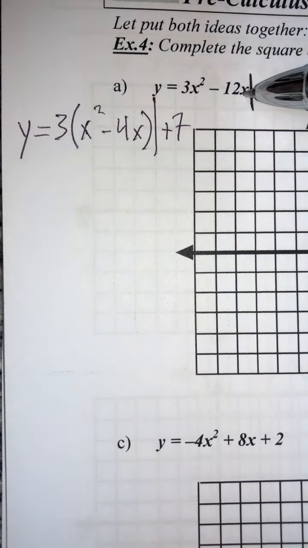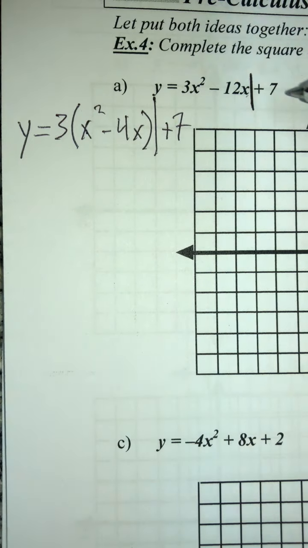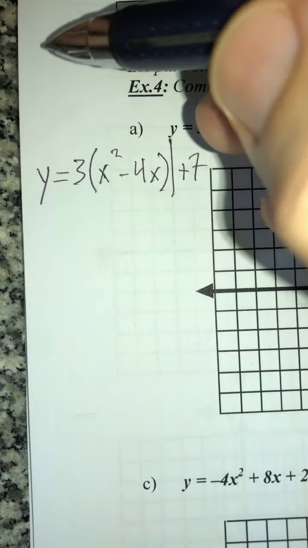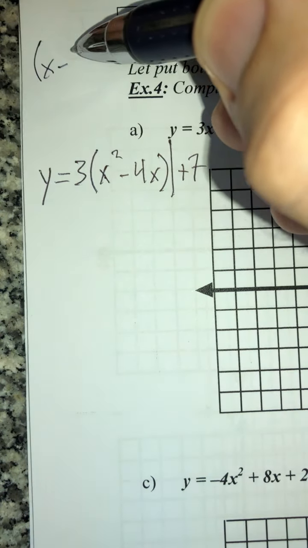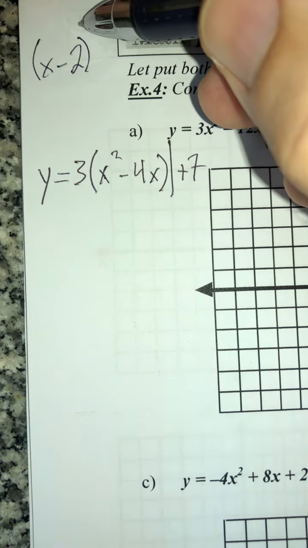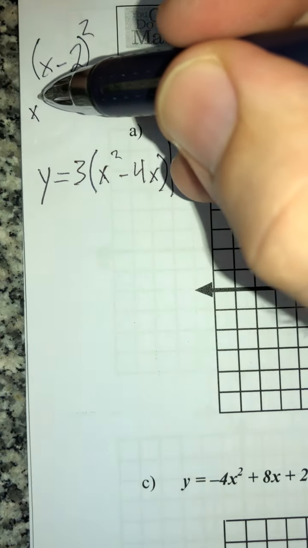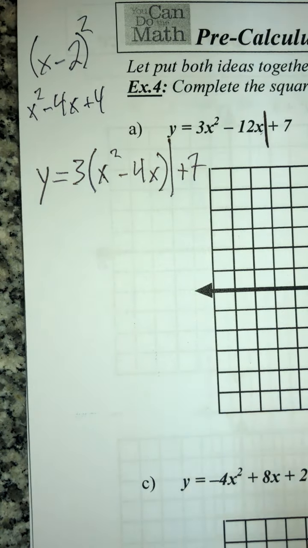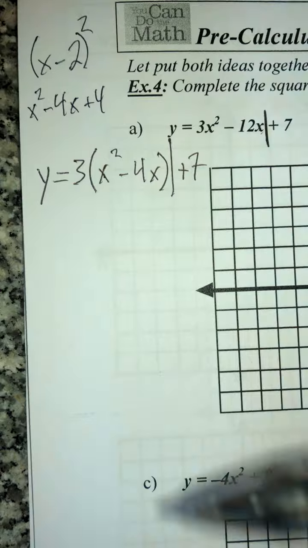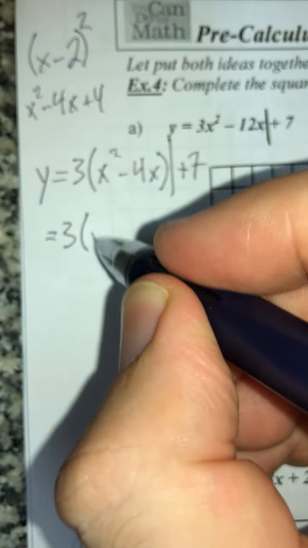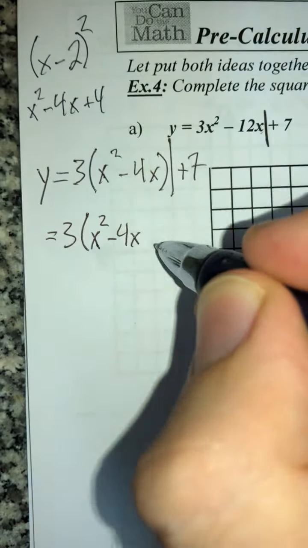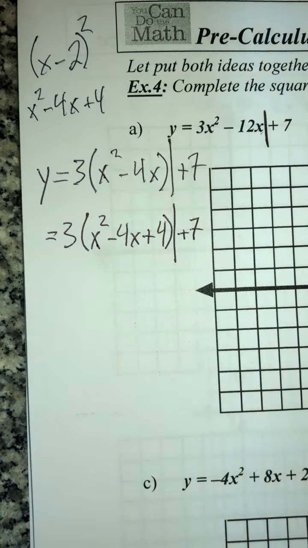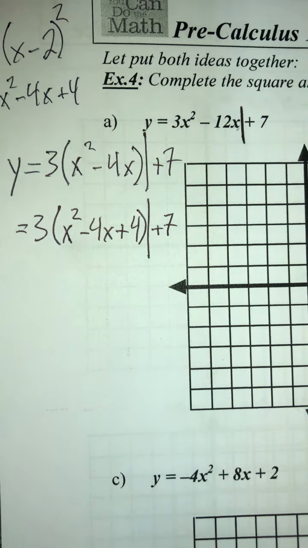Again, minus 4x because I'm taking 12, dividing it by 3. Turn this into a perfect square. So to do that, x minus 2, because I took this and divided it by 2, which if we expand that out, x squared minus 4x plus 4. So inside the brackets, I need to add 4. So we get 3 x squared minus 4x plus 4, and plus 7 doesn't change, but I need to see what I did on the left-hand side.